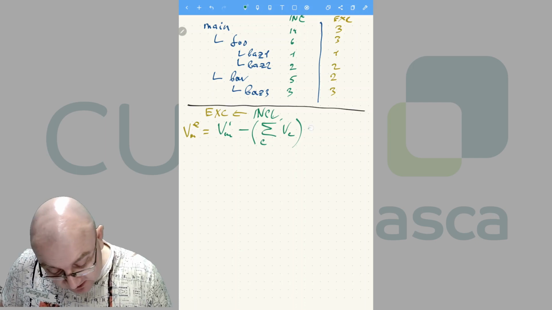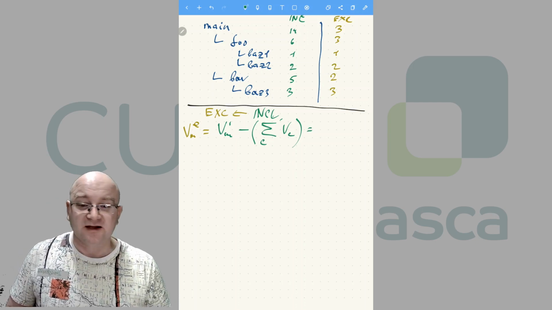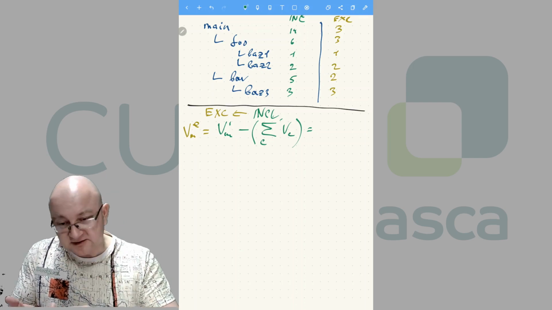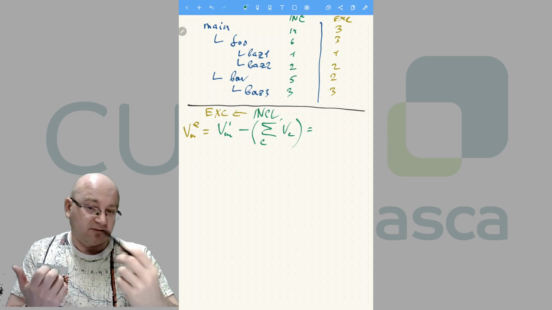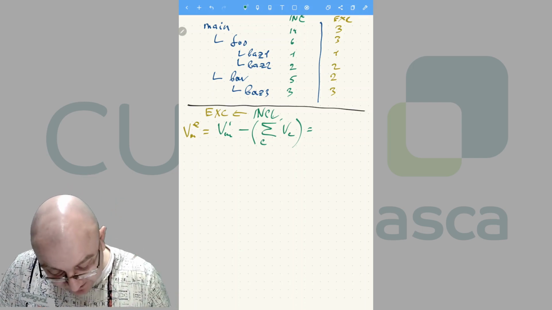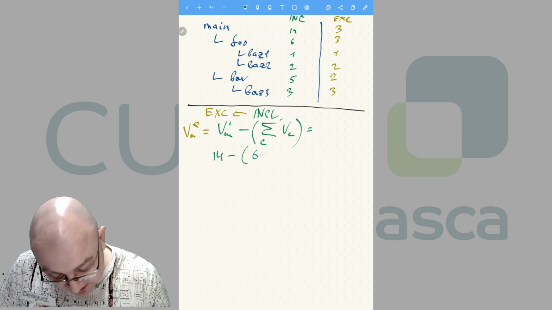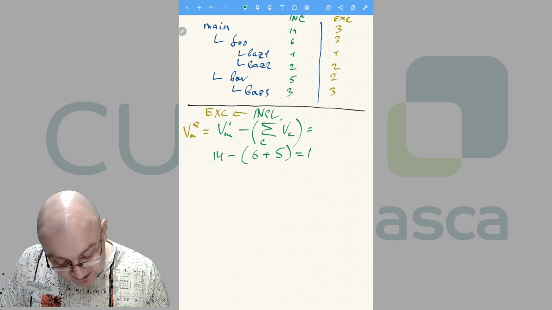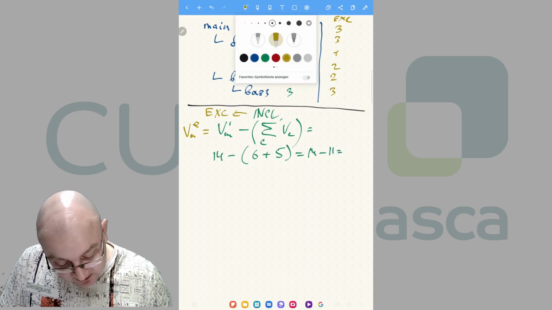Let's take a look at the actual data. Because we have everything in inclusive format, we have all the data which we need. We have the inclusive value for main, and we have the inclusive values of the children. So therefore it is 14 minus (6 plus 5), which is 14 minus 11, and it is 3.